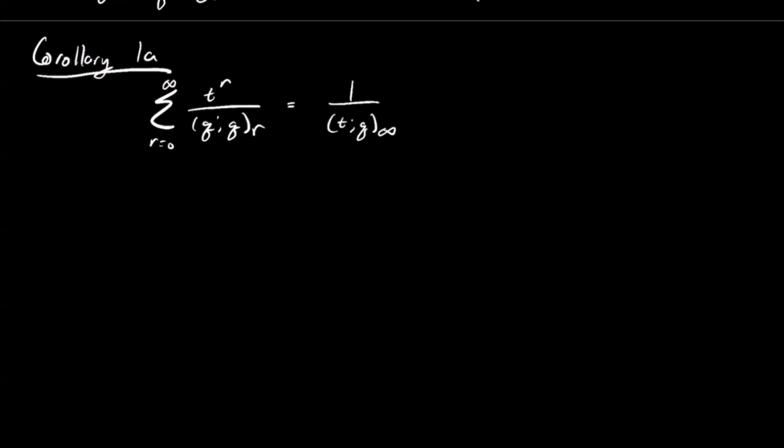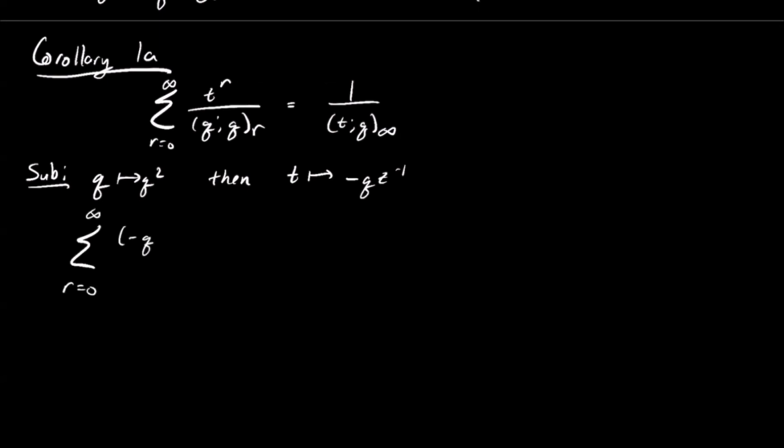Okay, so what I'm going to do is I'll make the following substitution. So I'm going to replace q with q squared first. Then I'm going to substitute t and replace it with negative q z to the minus 1. All right, so I make this substitution. And what does my expression become? This becomes the sum, r goes from 0 to infinity, of (-q z^(-1))^r divided by (q^2; q^2)_∞.